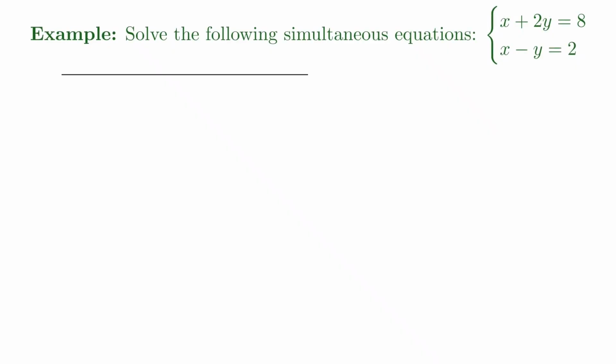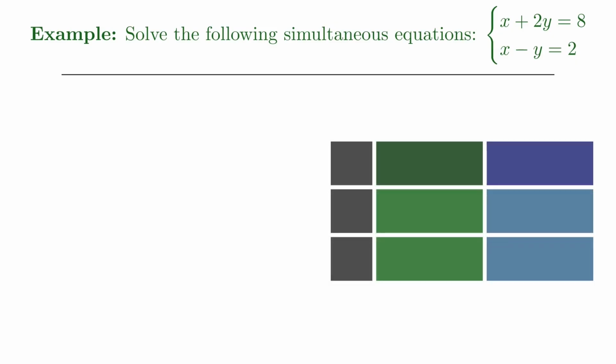In this example, I'm solving the simultaneous equations x plus 2y equals 8 and x minus y is equal to 2. So the first thing that I need to do is to create a table and an axis to plot the graph. So I start by rearranging the first equation to get it in terms of y.